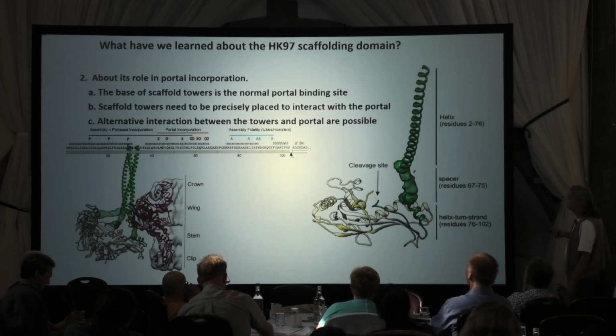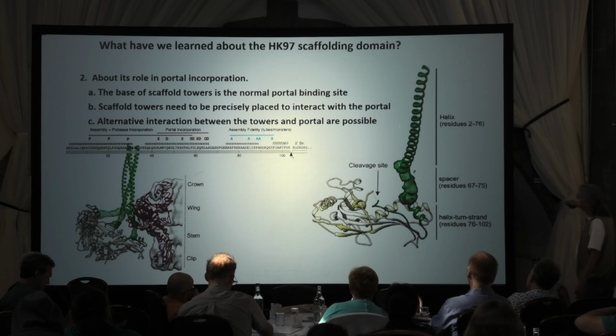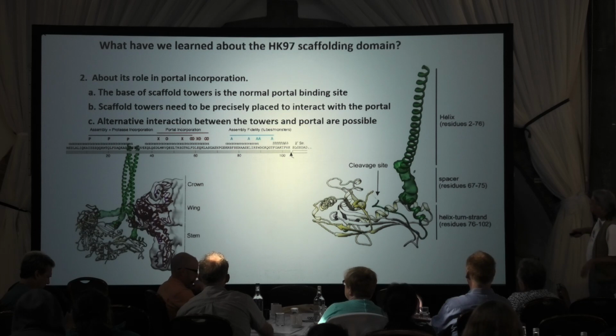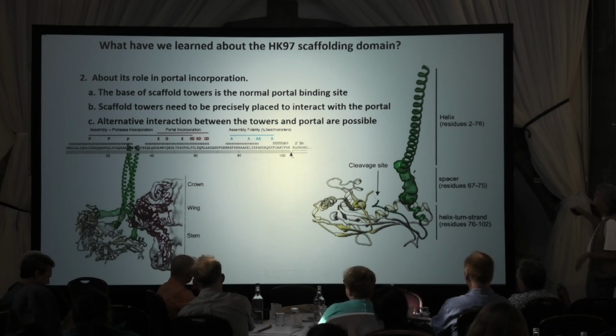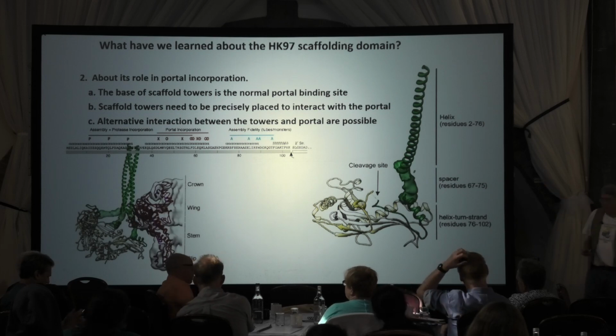As far as its role in portal incorporation, we know from Alexis' structure and from the mutation that this central region of the portal is absolutely essential for portal incorporation. But there may be alternative interactions between the portal and the scaffold that are possible if we shift that tower so that the residues that are near the N-terminus are now down near the portal.